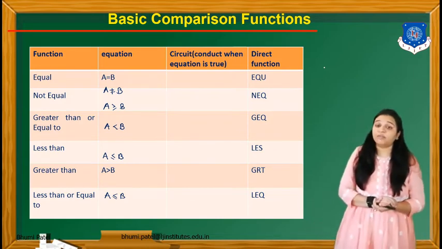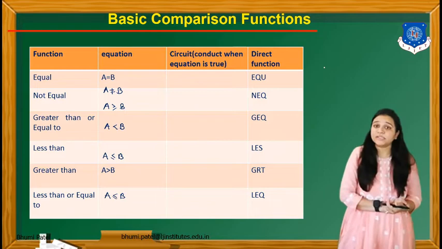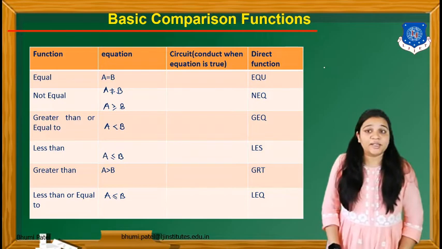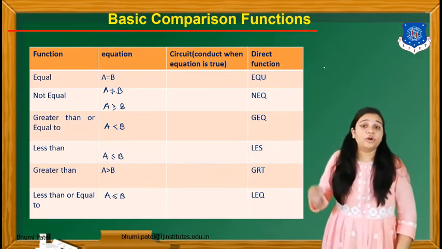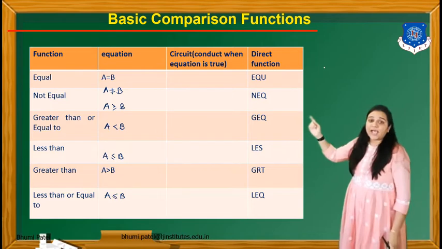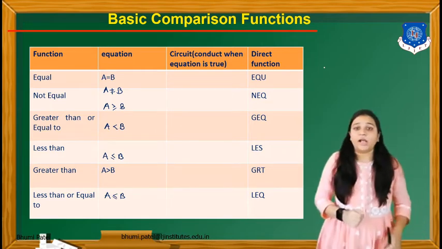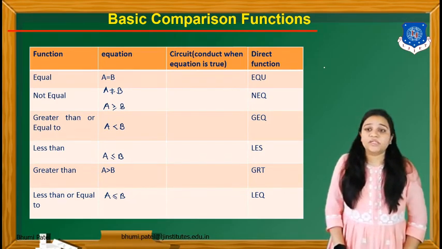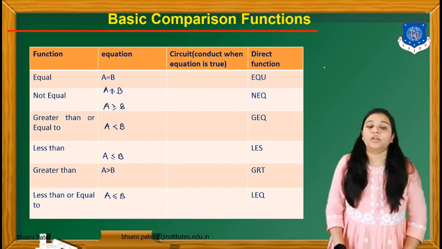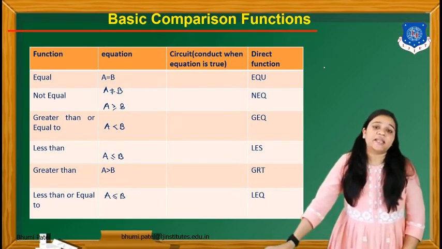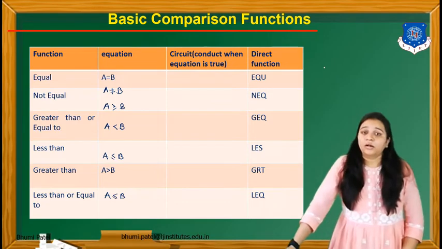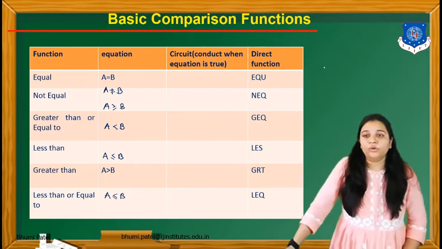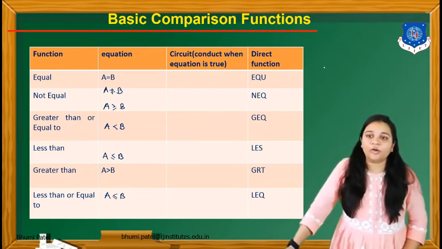Now, what are the direct functions for PLC programming when we use the comparison function in the PLC program? EQU is the direct function for equal. NEQ is the direct function for not equal. GEQ is the direct function for greater than or equal to. LES is the direct function for less than. GRT is the direct function for greater than, and LEQ is the direct function for less than or equal to.